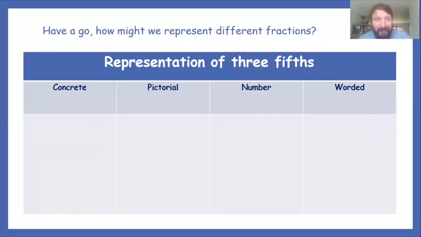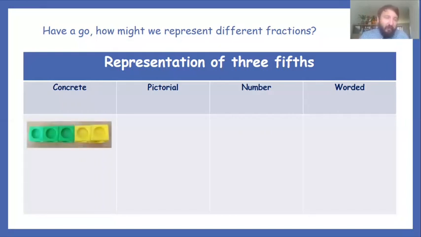Okay, hopefully you are back. Let's have a look through this together. What have we got here? So a representation of 3/5. I should have a whole of 5. 1, 2, 3, 4, 5. Fantastic. And what I've got is 3 out of my 5 are a different color.